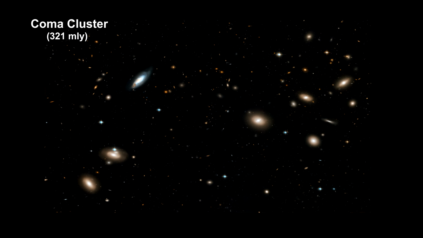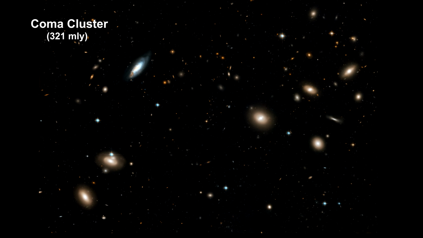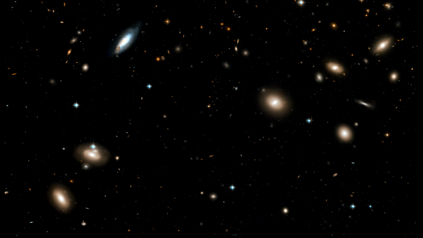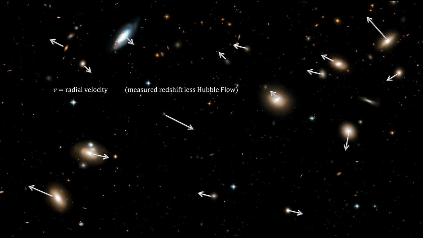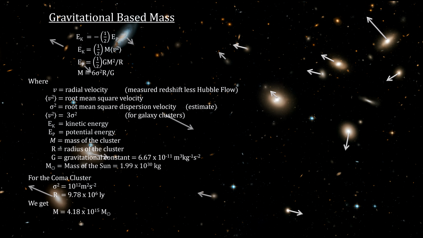We'll start with the Coma cluster to illustrate how they do it. The first step is to measure the radial velocities of every galaxy in the cluster from their Doppler shifts. This is then generalized into their three-dimensional velocity dispersion statistical equivalents. This galaxy motion gives us the kinetic energy of the cluster. This allows us to solve for the mass of the cluster.